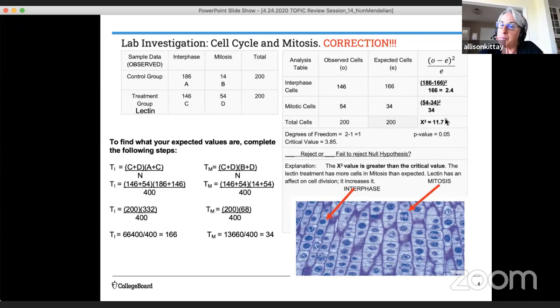So now we're going to compare our chi-square value, which is greater than our critical value. And that means that we are going to reject the null hypothesis. In other words, our null hypothesis is that there is no difference between the cells in mitosis in any group, right? So there is a difference, so we're going to reject that. And what it actually means for the experiment is that the lectin treatment has more cells in mitosis than we expected. Lectin has an effect on cell division. It increases it. Okay, and that was our alternative hypothesis, which can be confirmed with an accuracy of 95%.